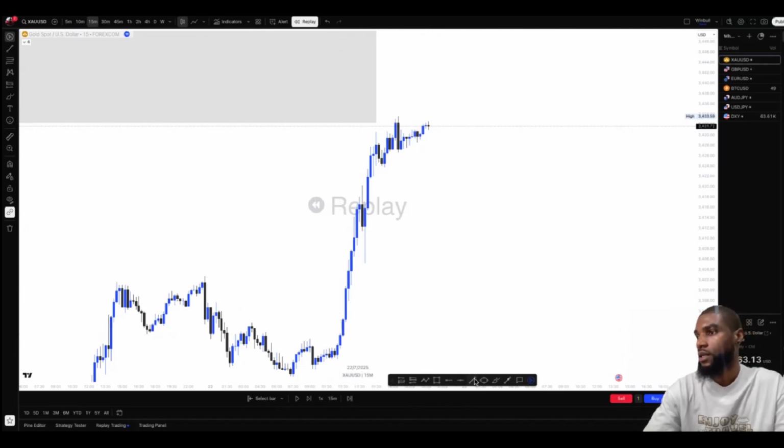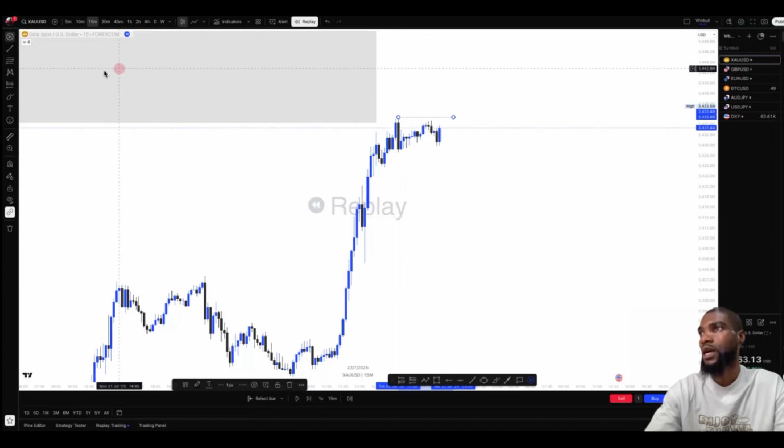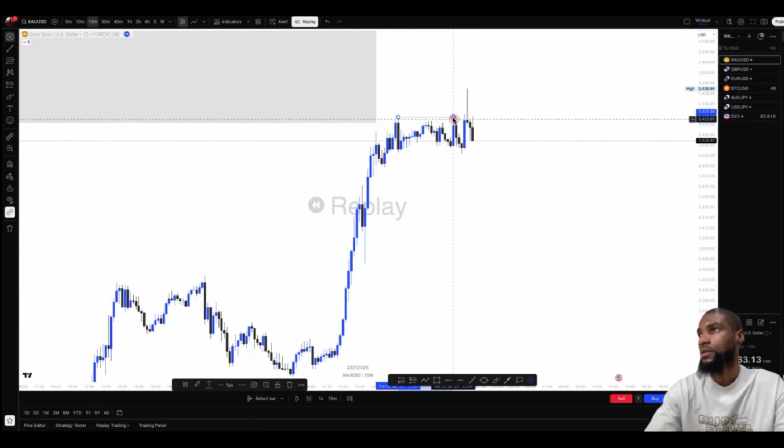So all I did was first of all mark this level as a high, and then I waited for price to sweep. Because in as much as we had a sweep on the daily time frame, we also want to see a sweep and break here before taking any trade. So remember, price is in the supply zone. Okay, so this is a sweep, right?